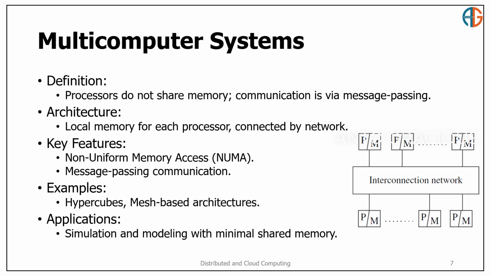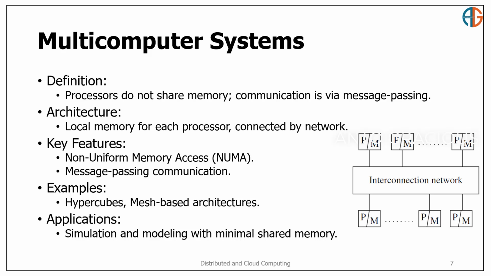Multi-computer systems. On the other hand, multi-computer systems consist of several independent computers that do not share memory. Communication between these computers is done through message passing over a network, much like how different offices might communicate using email or chat. Key features of multi-computers include: 1. Non-uniform memory access. Memory access speeds can vary depending on the processor's proximity to the memory. 2. Message passing communication. Instead of shared memory, nodes pass messages to exchange data.